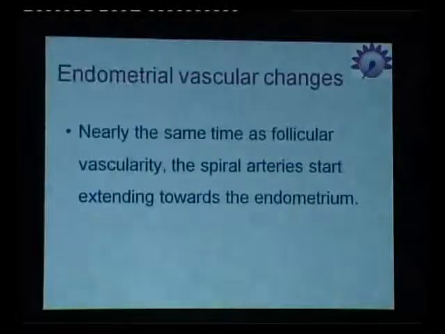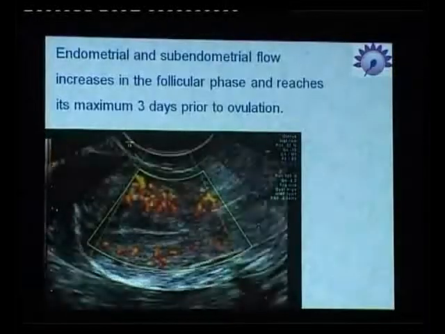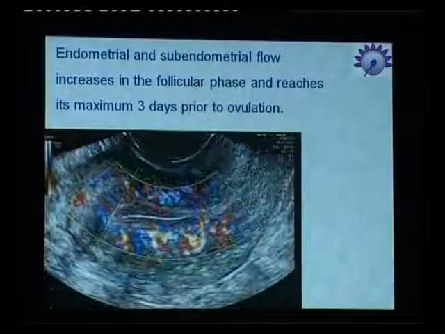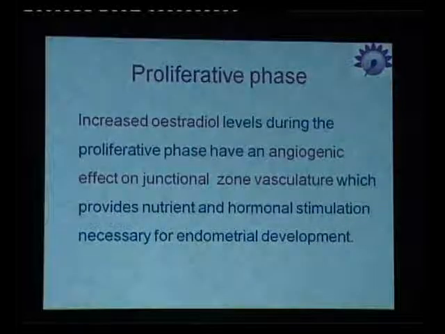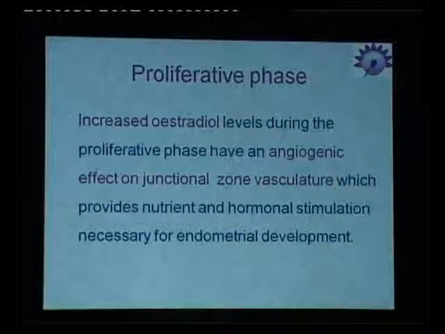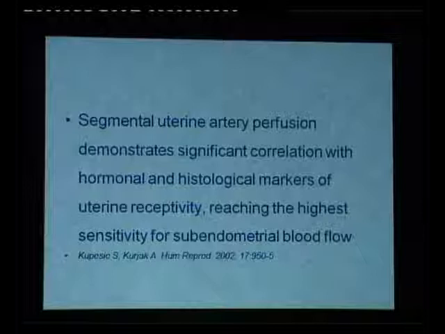Coming to the vascularity studies, nearly the same time as the follicular vascularity, the spiral arteries start extending towards the endometrium. The endometrial and the subendometrial flow increases in the follicular phase and reaches its maximum 3 days prior to ovulation. Increased estradiol levels during the proliferative phase have an angiogenic effect on the junctional zone vasculature, which provides the nutrition and the hormonal stimulation necessary for the endometrial development. And the segmental uterine perfusion demonstrates significant correlation with the hormonal and histological markers of uterine receptivity, reaching the highest sensitivity for the subendometrial flow.